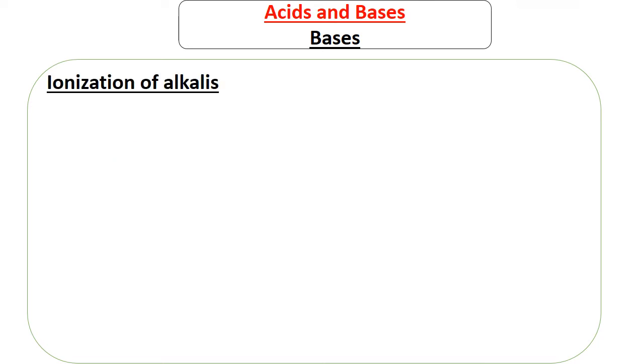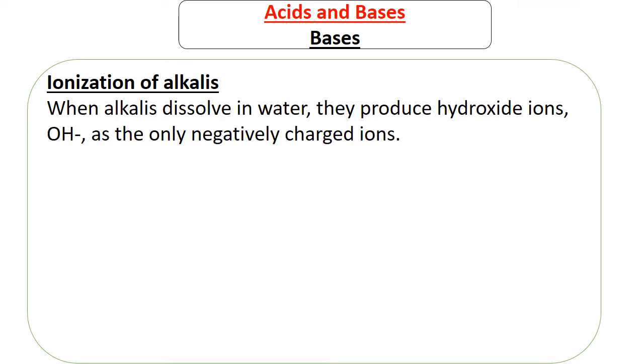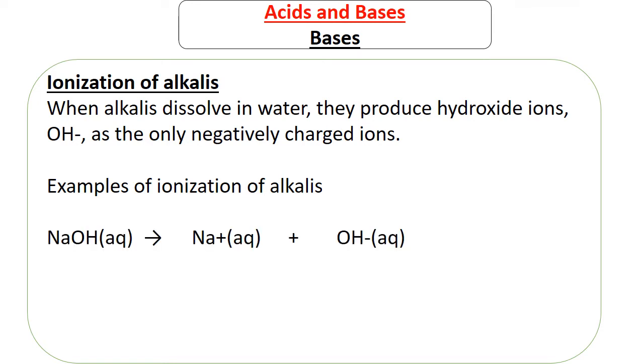We're going to take a look at ionization of alkalis, just like we did with ionization of acids. Alkalis dissolved in water produce hydroxide ions as the only negatively charged ions, just from the definition. As an example of ionization of alkalis, we have this one where sodium hydroxide produces sodium ion and hydroxide ion as the only negatively charged ion. So this is ionization. Remember, ionization is just the process by which ions are formed in a chemical reaction.